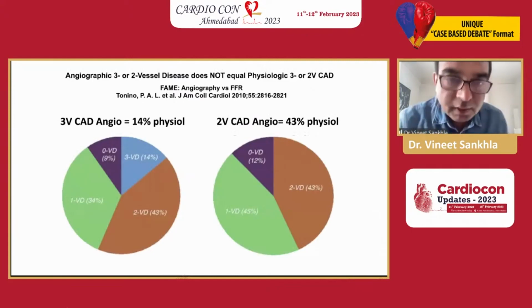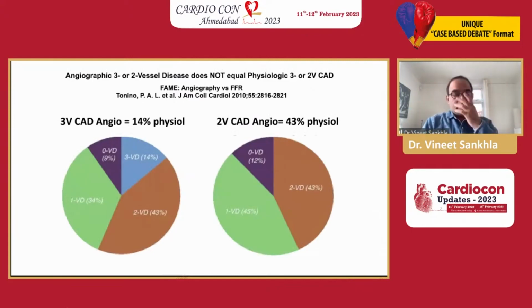One more thing is that it changes the perception, it changes the treatment also depending upon the FFR. A trial compared angiography-based severity, the number of coronary vessels involved on angiography, and once they did physiology, there was almost a 30 to 40% change in the management of the patient. Three vessel disease on coronary angiography was actually proven in only 14% with physiology, and two vessel disease in only 43% with physiology.